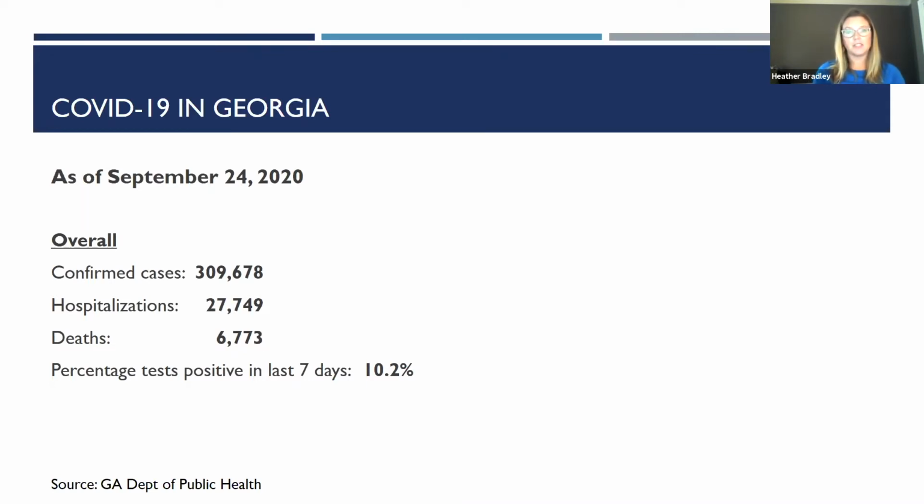In the last 7 days, just over 10% of COVID-19 tests have been positive. As a researcher who is really interested in racial disparities, I always say that the averages don't tell you very much, and so you need to drill down a little bit and see how these numbers are distributed across populations.